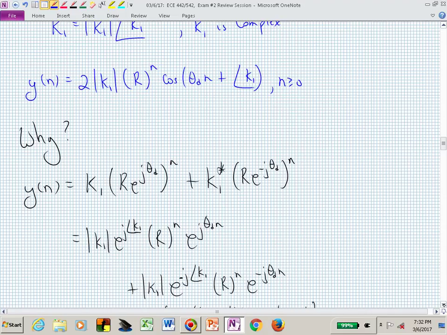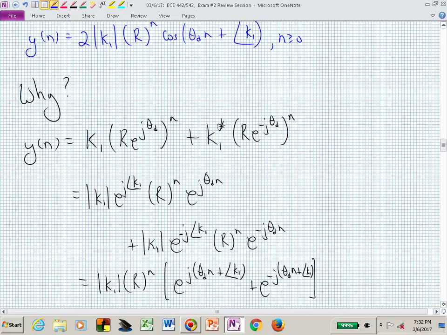We can now combine, or factor out a common magnitude of K1. That's just a number. We can factor out the common r to the n. That's the radial distance that pole is away from the origin. And we can start to combine these complex exponentials. E to the j, theta sub dn plus an offset. So only one term in that quantity is a function of n, the other is a constant.